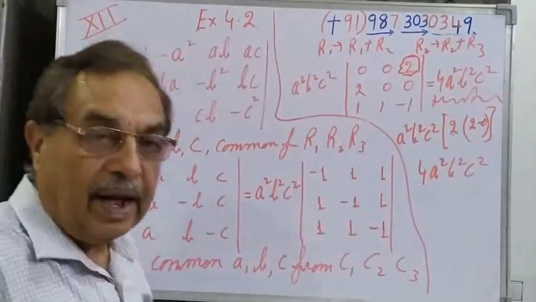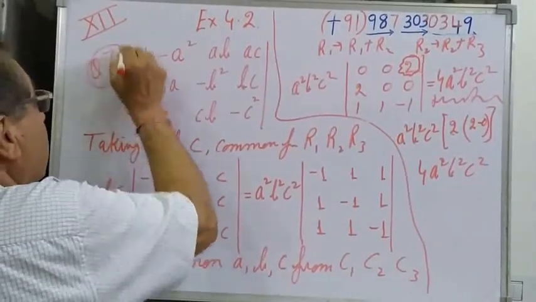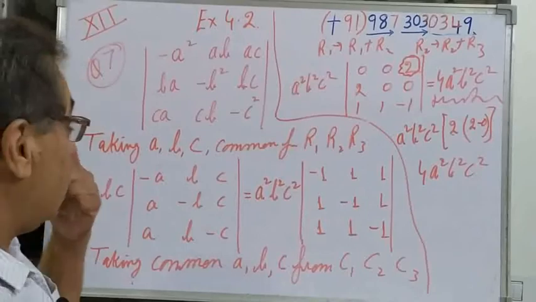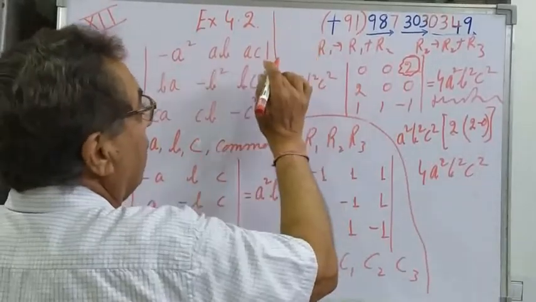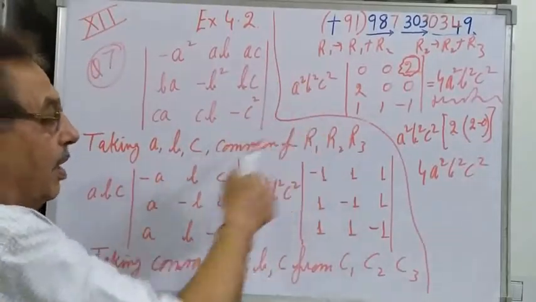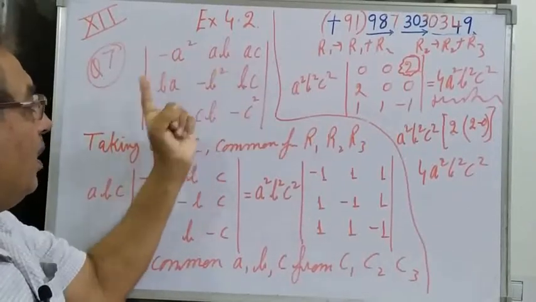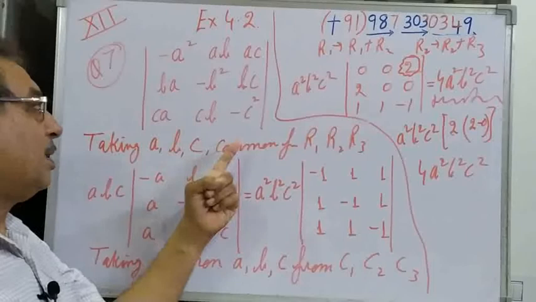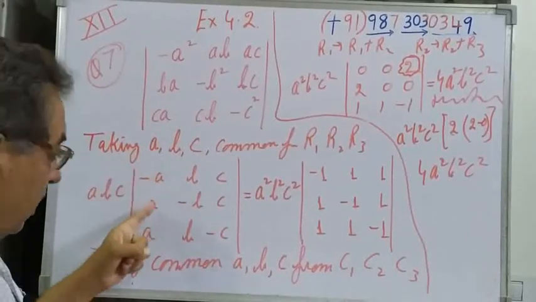So this is a way that we are able to solve question 7 of exercise 4.2. Again we are supposed to prove, what did we have to prove? This determinant is equal to 4 A square, B square, C square. First of all, I took out the common A from R1, B from R2, C from R3. Okay, A, B, C comes out. Then this is the determinant left behind.